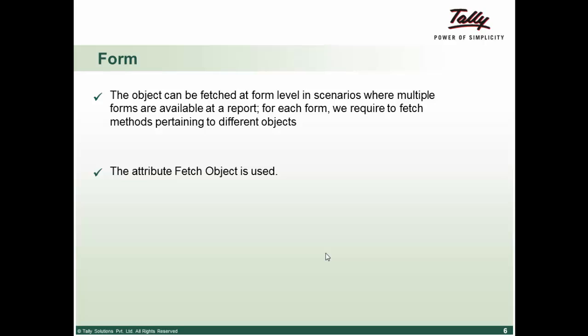Say at form 1 you are trying to get all the ledgers, and at form 2 you want only the bill allocations of those respective ledgers. So these are two different objects. Based on what you require, one fetch object can be of ledger, and the second fetch object can be of bill allocations. So based on what kind of objects you would like to call at each form, you can have various fetch objects specified at form level.